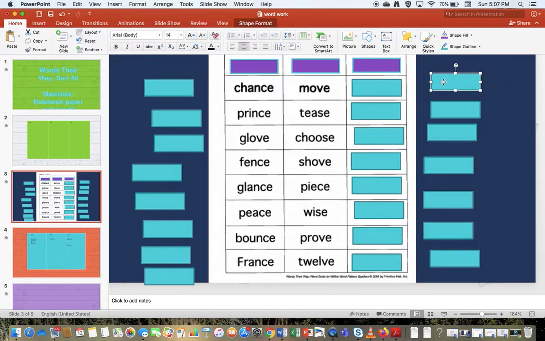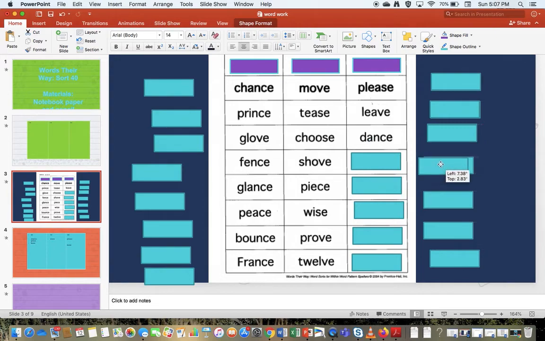Again, you can pause and catch up with the words or keep going and wait till the end. Please. Notice it has the Z sound. Leave. Dance. Loose. All right, so this SE pattern has the S sound. Loose. Like I had a loose tooth. Loose.